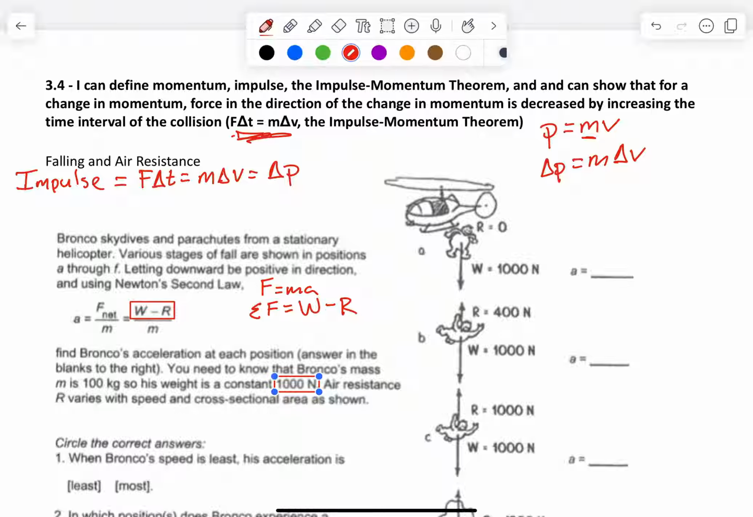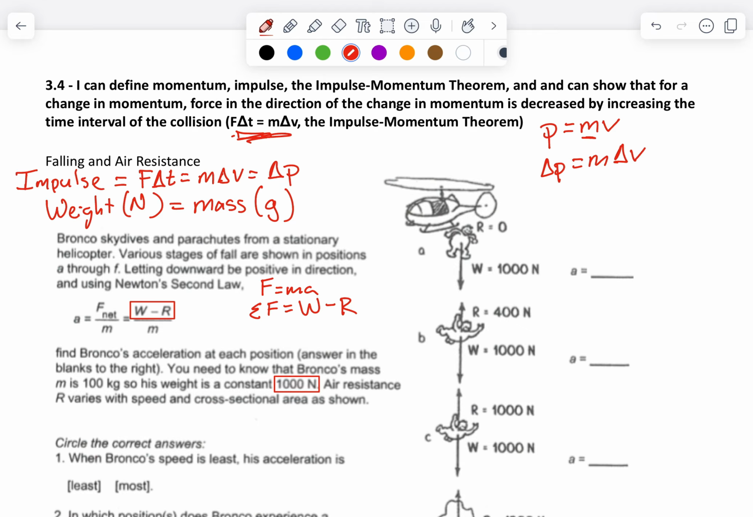He's not eating hamburgers on the way down. So this is another critical distinction. Weight is measured in newtons, and that's equal to mass times some gravitational field. We've been using 9.8 on Earth. Okay. Air resistance R varies with speed. So air resistance is a velocity-dependent force. If there's zero velocity, there's zero air resistance. As you get more and more velocity, the air resistance is going to increase and increase.